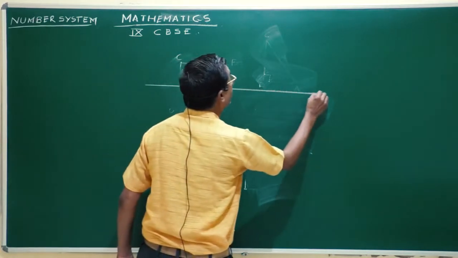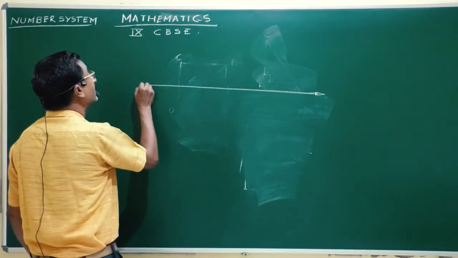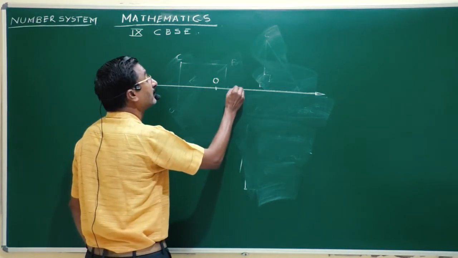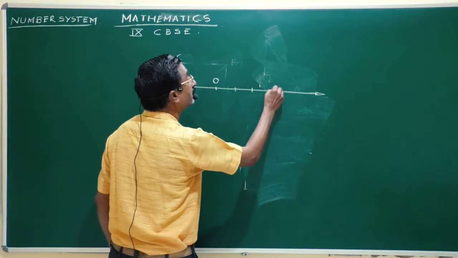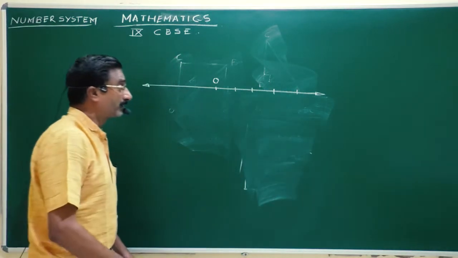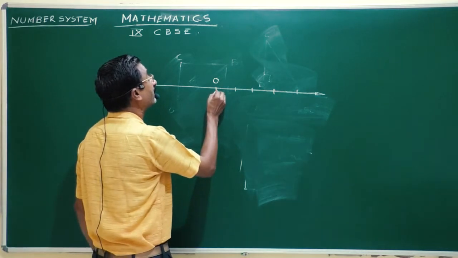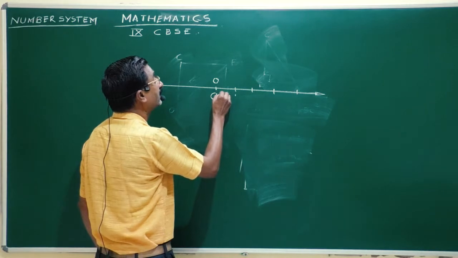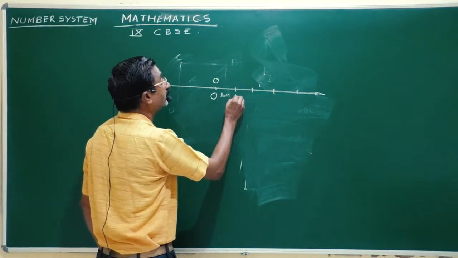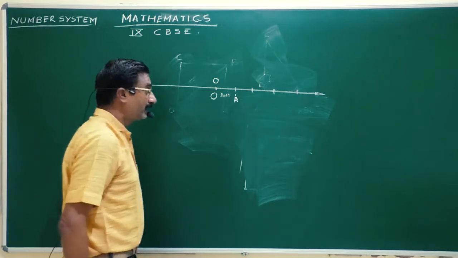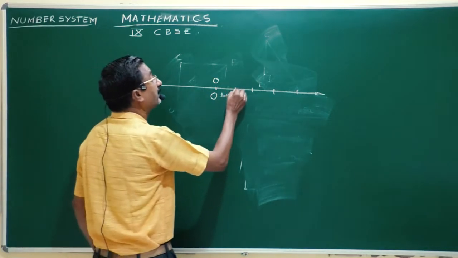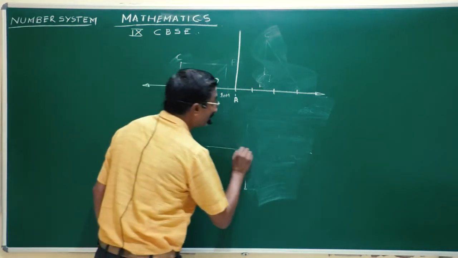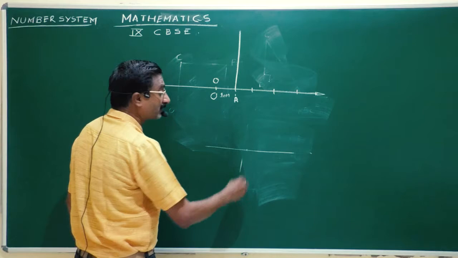As usual, the number line is drawn like this. 0 is here, then 1, 2, 3, 4. Okay. I will write, this is O, and this is the unit length, say 1 centimeter. That point is, say, A. Here we will draw the perpendicular. How can we draw the perpendicular? I will explain separately. Now, this is the point where you have to draw the perpendicular.